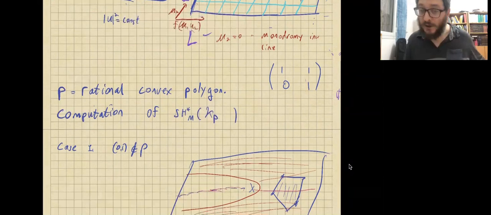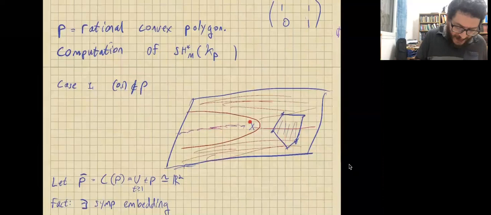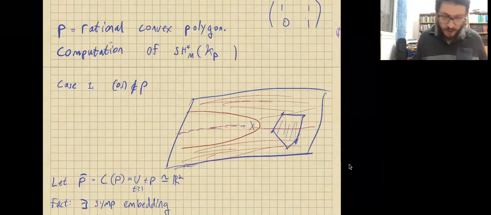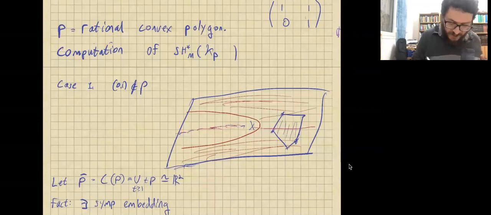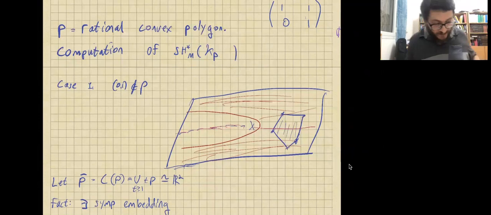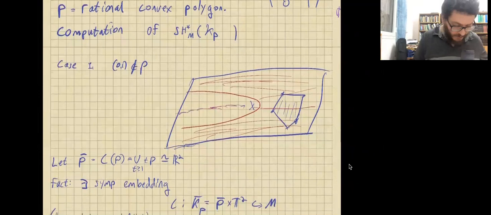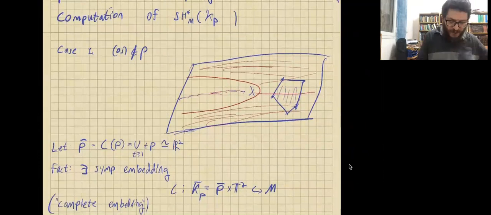So the first thing to say is, let's consider a polygon which does not contain the singular value. So it's a polygon here, and note that I've drawn it so that it intersects the monodromy invariant line. Like this, there's this special line, and actually this is important. We have to make a distinction between a polygon which intersects the monodromy invariant line and one that does not. But first, we will get to that in a minute. So to this polygon, we can associate the completion of the polygon, which is just some kind of copy of R2, associated canonically with this polygon.